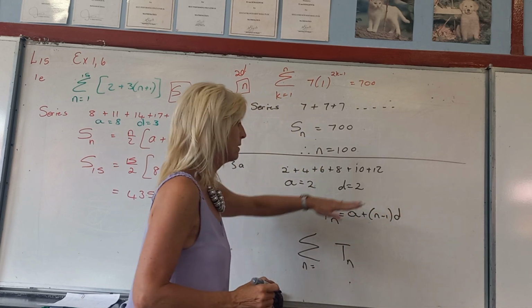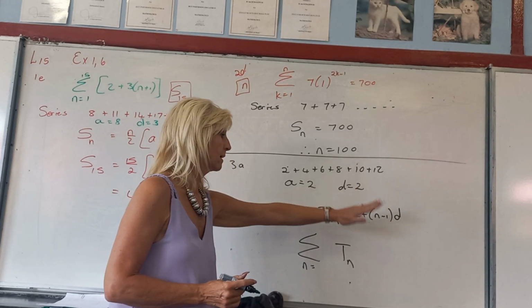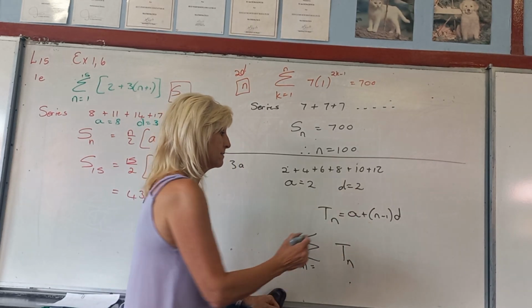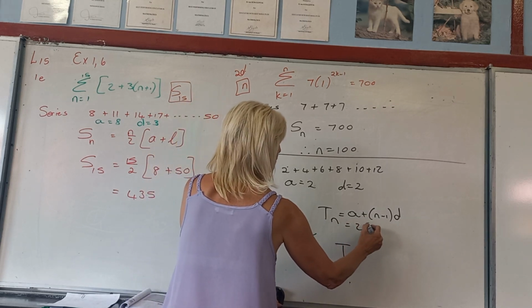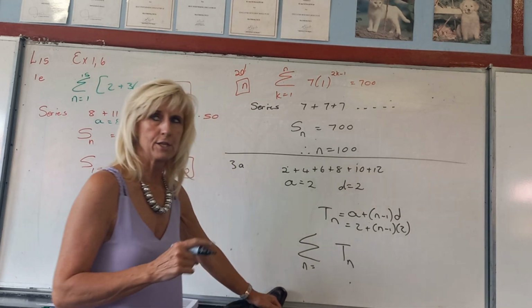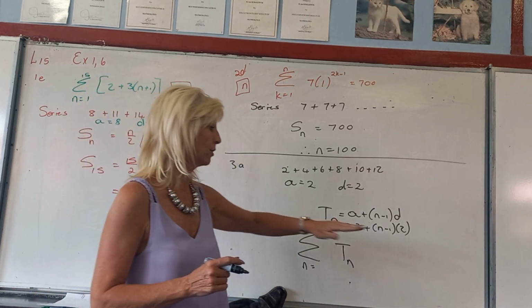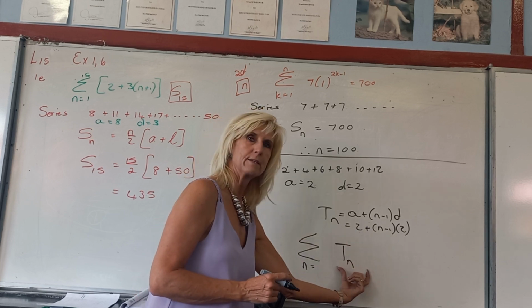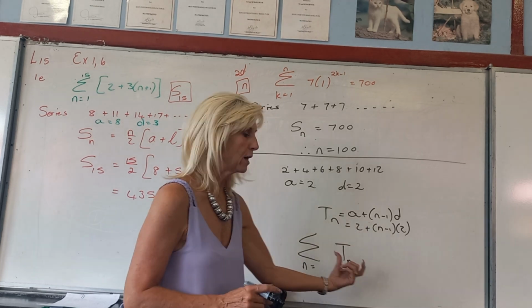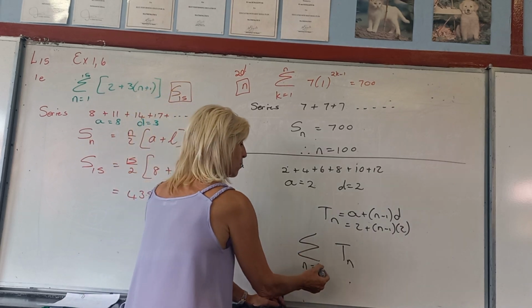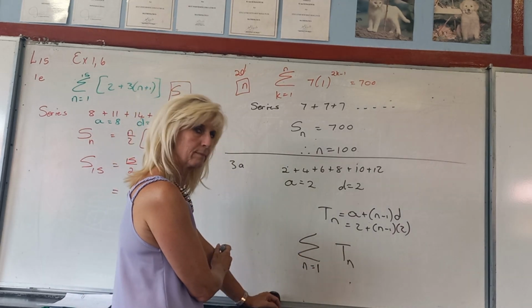Because now I'm busy with arithmetic. I need the Tn. I need to fill the Tn in here. My A's value was 2 plus n minus 1 times 2. Now previously I have said to you, you are allowed to use that exactly as it is there and put it here in this one's place. All that you now still need to say is from where to where does it go. So it goes from number 1 to 12.